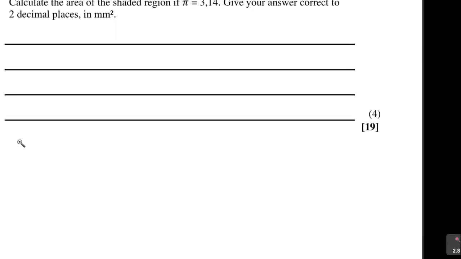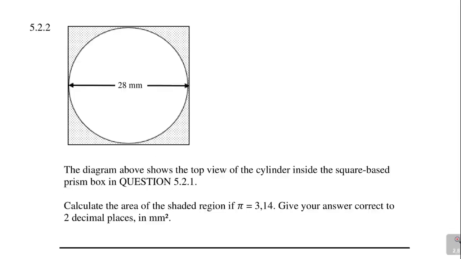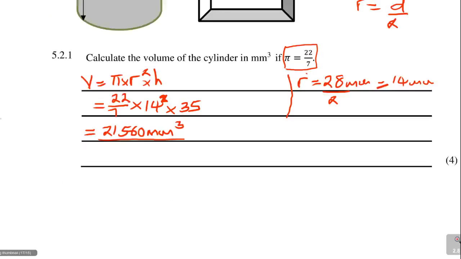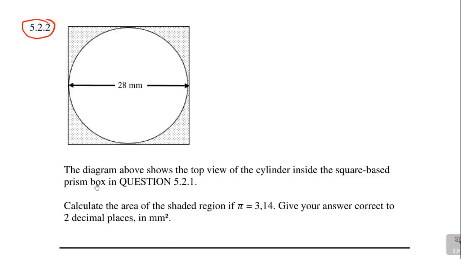continuing here, 5.2.2. So it's continuing from the previous, because the other one was 5.2.1. So 5.2.2, I think you remember this 28. You still remember this 28. So what are they saying? They are saying the diagram below shows the top view of the cylinder inside the square-based prism box in question 5.2.1. They are continuing that. Calculate the area in the shaded region if pi is that. Give your answer correct to 2 decimal places.